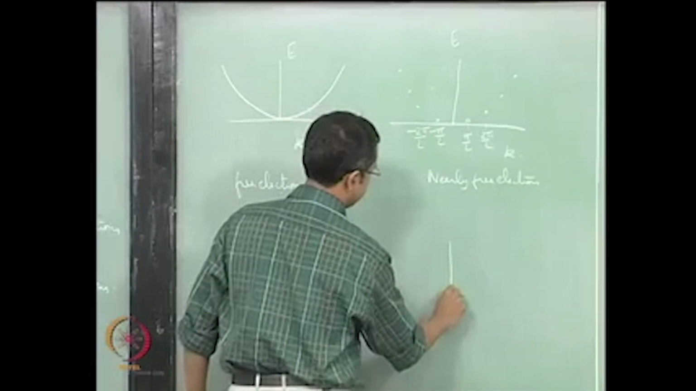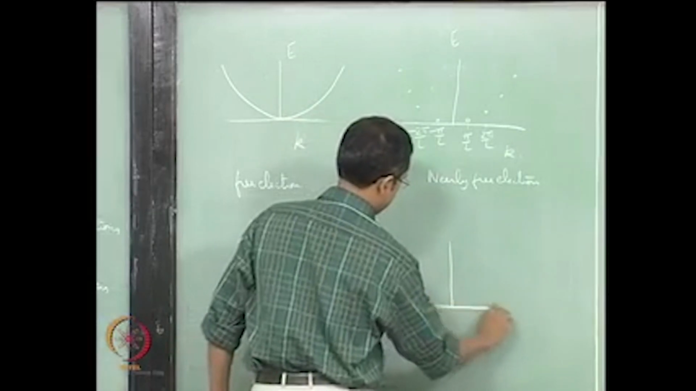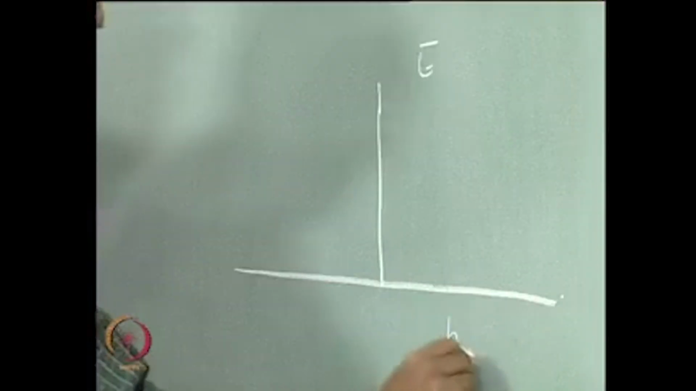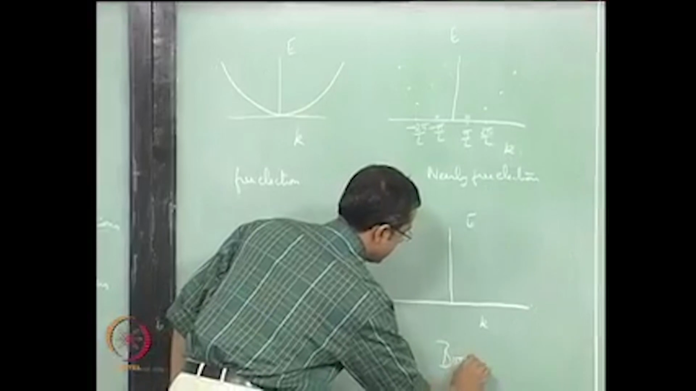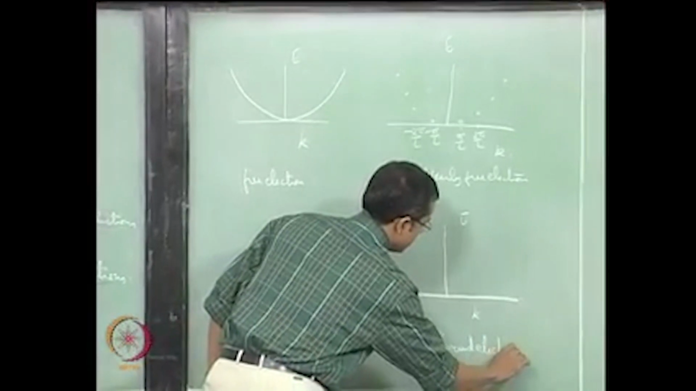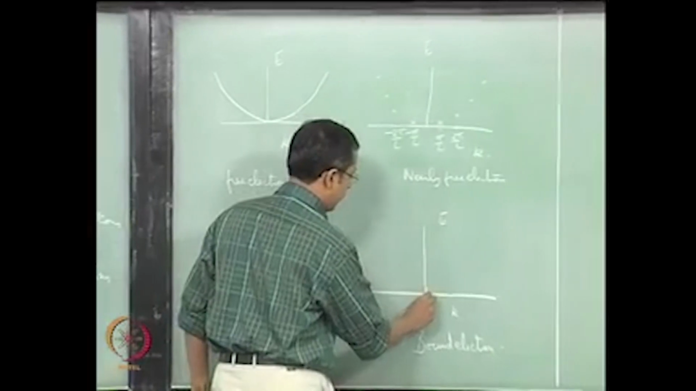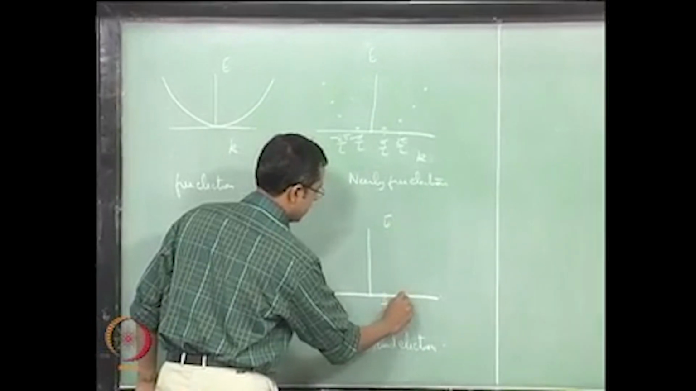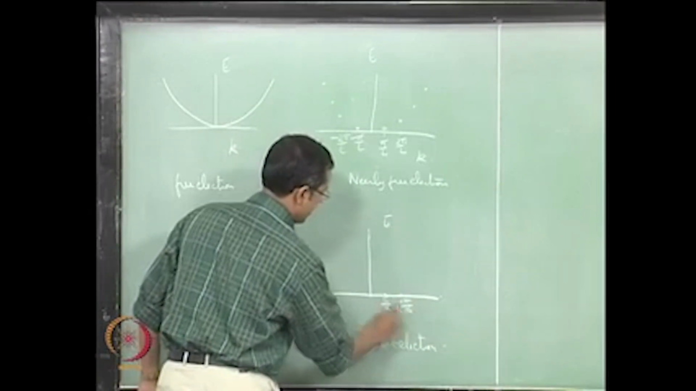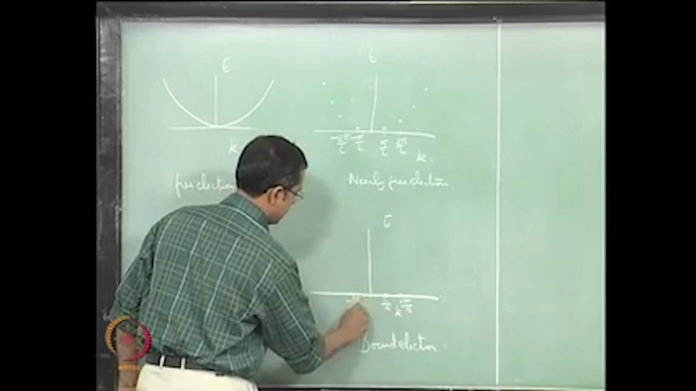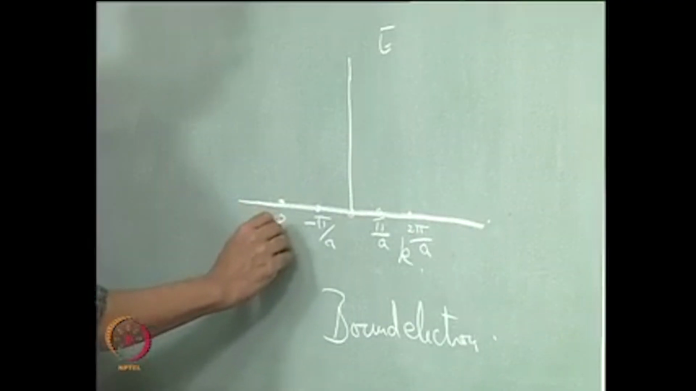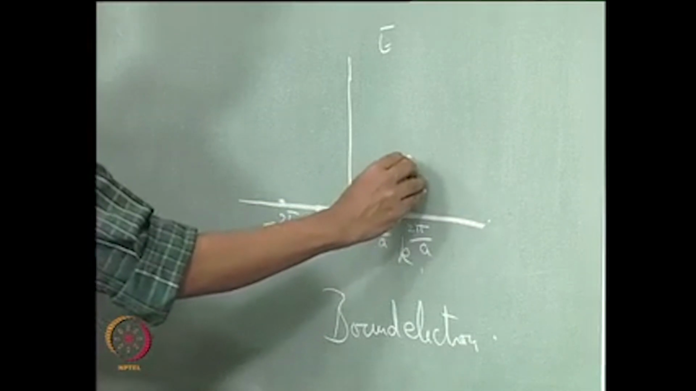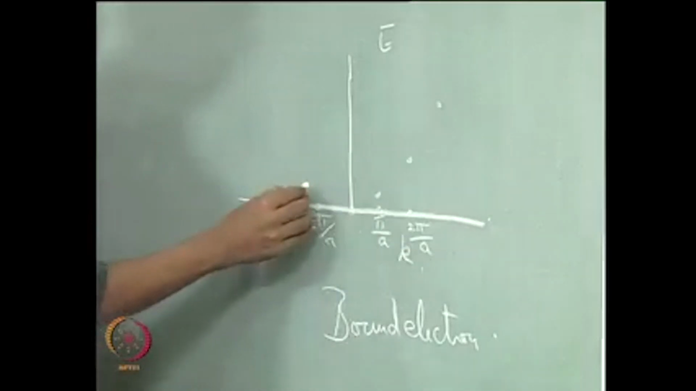So I will just put it here. E versus K for a bound electron, so this is n pi by A, the allowed values of K. So this is pi by A, this is 2 pi by A, this is minus pi by A, and this is minus 2 pi by A. Correspondingly you will have allowed values of energy, and we can have further values somewhere there.